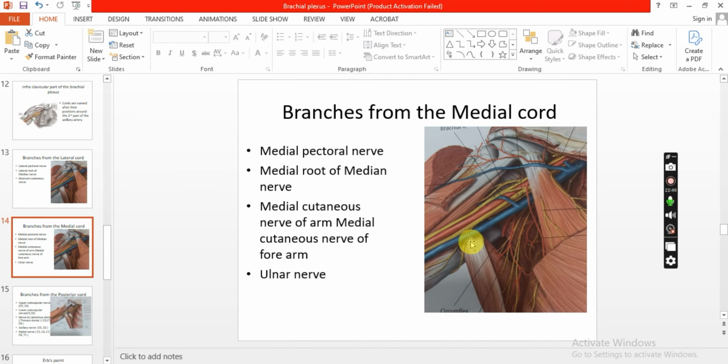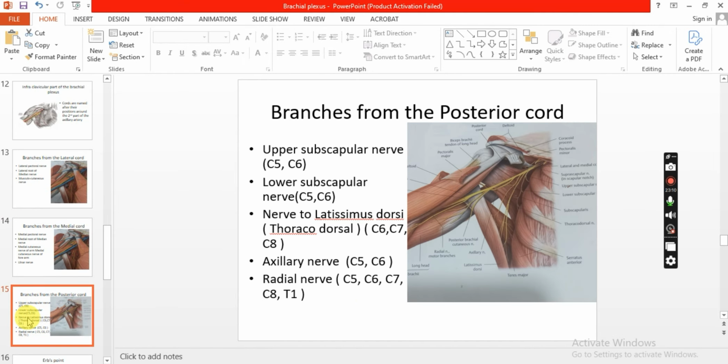Okay, and medial to the axillary vein, you can see a nerve here. This is the medial cutaneous nerve of the arm. So medial cutaneous nerve of the arm, ulnar nerve, medial cutaneous nerve of the forearm, medial root of the median nerve, and the medial pectoral nerve are the branches of the medial cord.